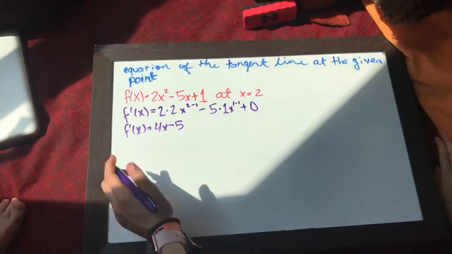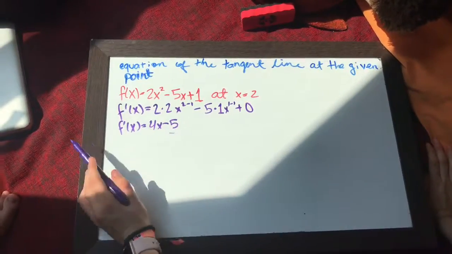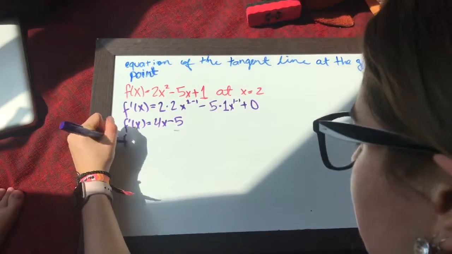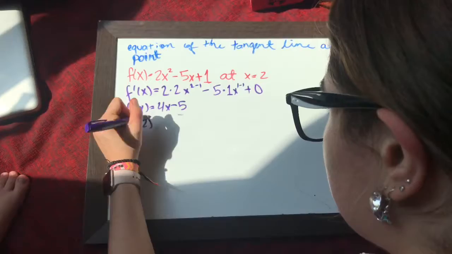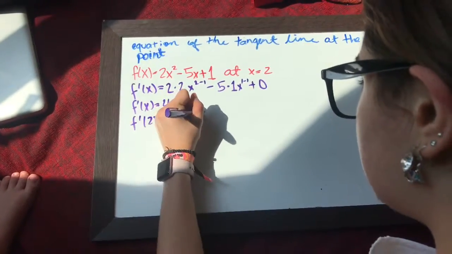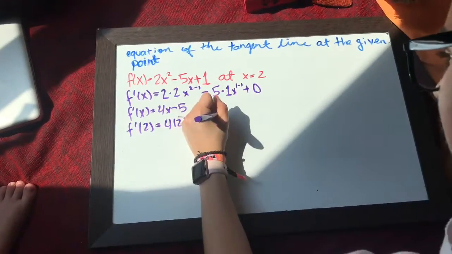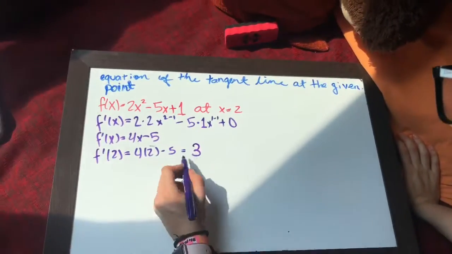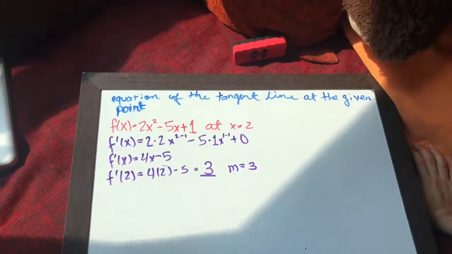So the next step is we will replace this x, but in the derivative function, to find the slope. So it will be f prime of 2, 4 times 2 minus 5, that means 3. So our slope is 3, m equals 3.